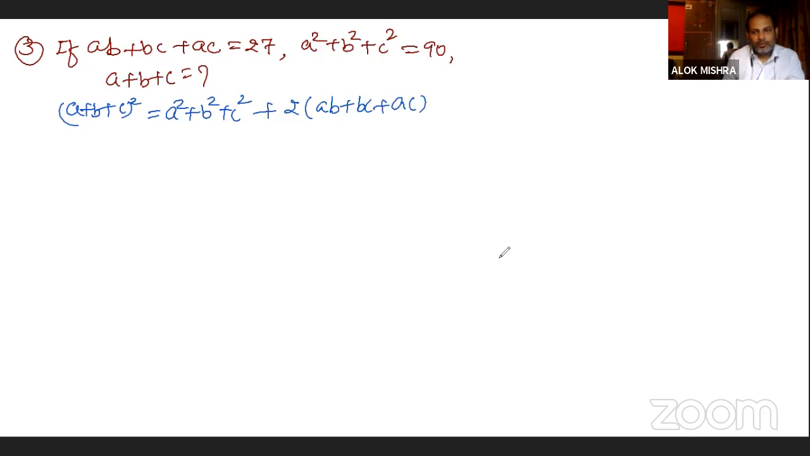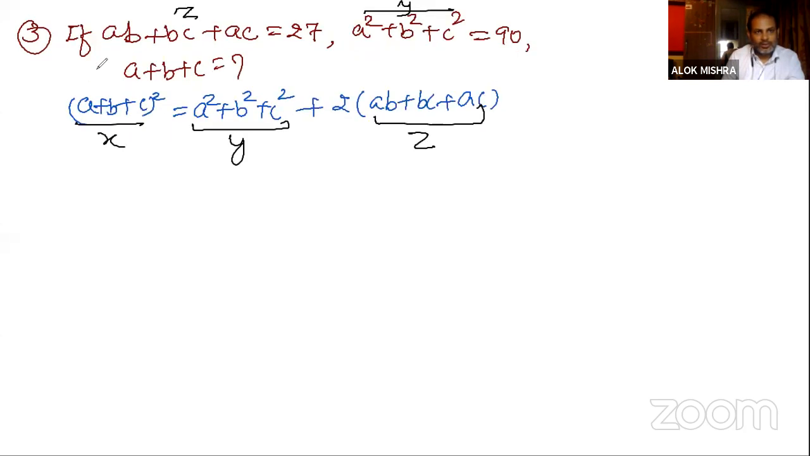So if I go with the format that we had discussed, this is X, this block is Y, and this block is Z. Over here, this block Z is given, A square plus B square plus C square. So this block is how much? Y. And A plus B plus C is nothing but X. So what do I get? I get X square, or I can simply substitute the value.